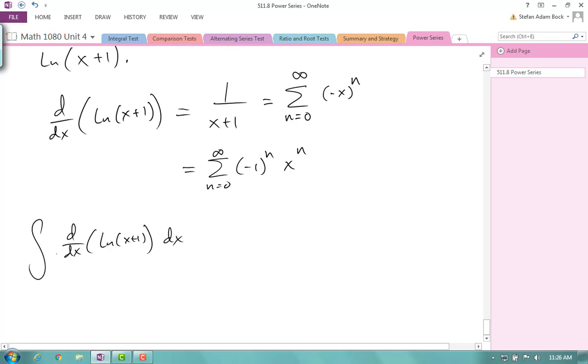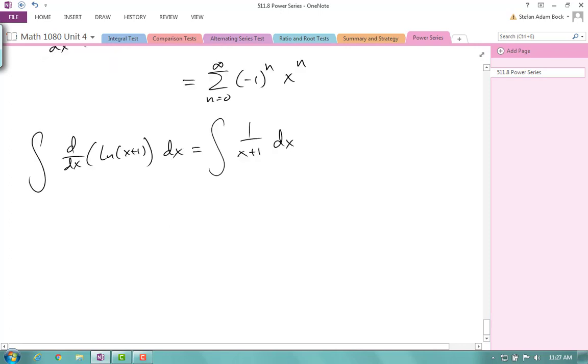This is the fundamental theorem of calculus thing. The integral will undo the derivative, or the derivative will undo the integral. But if I'm taking the integral of a derivative, then I have a mysterious plus c hanging out there. So this should be the integral of 1 over x plus 1. But I have a power series for 1 over x plus 1 right here.